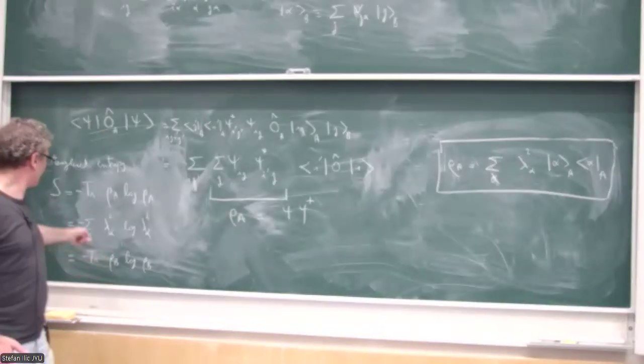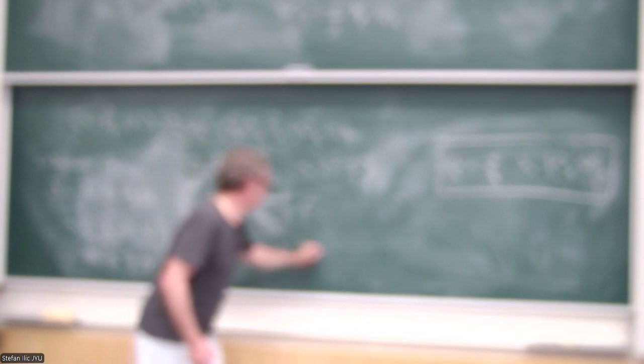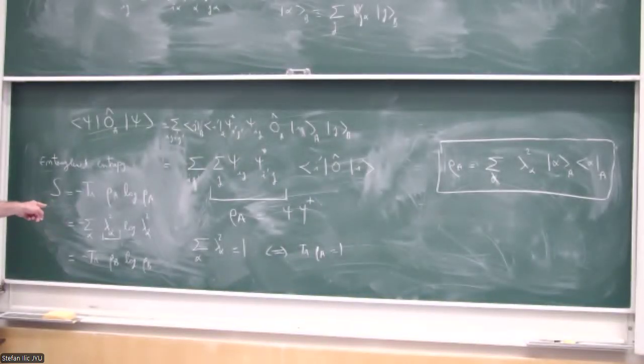Maximum of, and you see now we can really see the lambda alpha squares, which sum to 1: the sum over alpha of lambda alpha squared is equal to 1, because trace of rho A has to be equal to 1. Normalization of your state. You can really see the lambda squares as probabilities. And this entanglement entropy is the entropy of this probability.